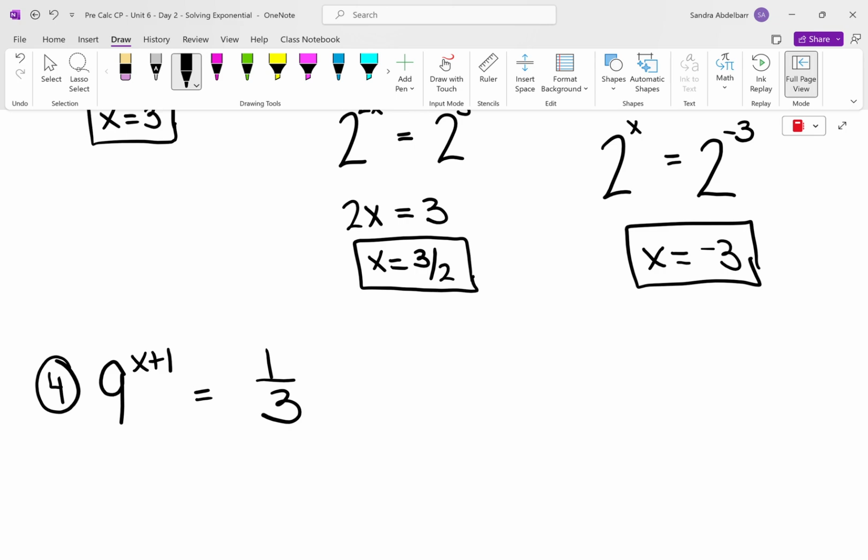All right, number 4, 9 raised to the x plus 1 power equals 1 over 3. How about you guys try this one on your own? See what you come up with. It's a little trickier than what I've done, but I think you could do it.